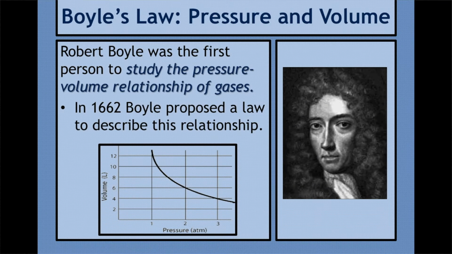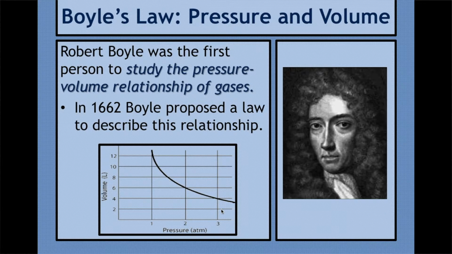So basically, this first scientist, Robert Boyle, was the first person to study pressure and volume relationships of gas. All the way back in 1662, Boyle proposed a law that describes this relationship. As he decreased the volume, the pressure increased, okay?